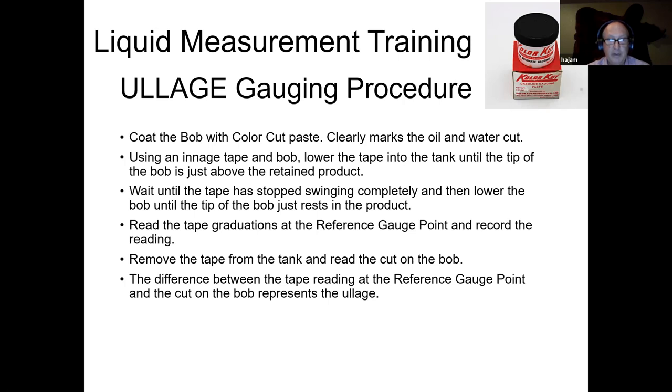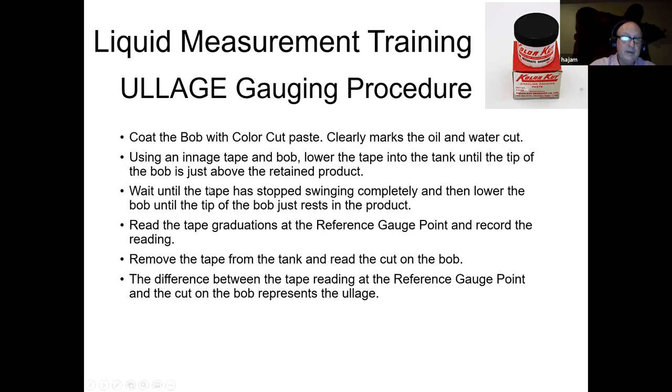So you lower the tape into the tank until the tip of the bob is just above the retained product, then slowly lower that bob into the liquid, the crude oil. Let it sit there for a moment so that it performs a color change to the paste, and that will be your level. Then you withdraw the tape until you get to the plumb bob, and you make that measurement. We'll give an example of how that's done in a few minutes, to take the reference height, the height between the bottom of the tank and the reference point where the level's at, and based on the strappings, make a judgment as to what the volume is in that tank.